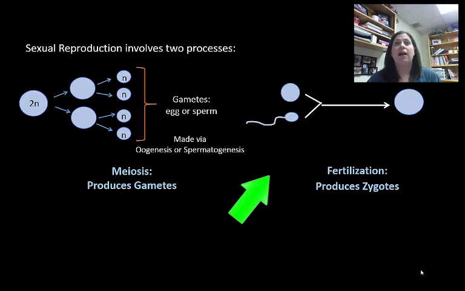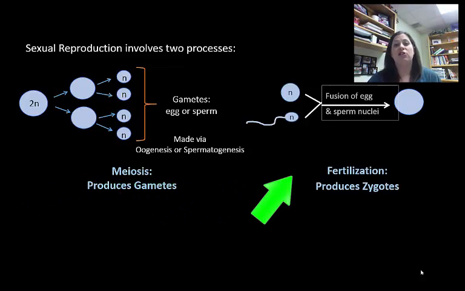On the other hand, another process that takes place in sexual reproduction is fertilization. Fertilization is going to produce a zygote. When we look at this zygote, this is going to be where we fuse together an egg and a sperm, and this is going to create a new 2N organism. This new 2N organism is called the zygote. This is the first cell after an egg and sperm fuse together.